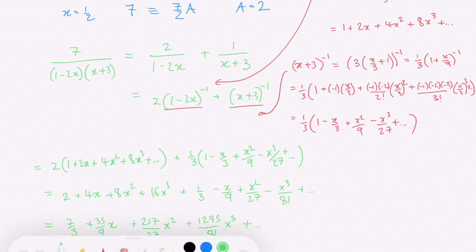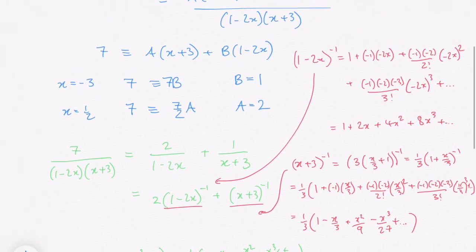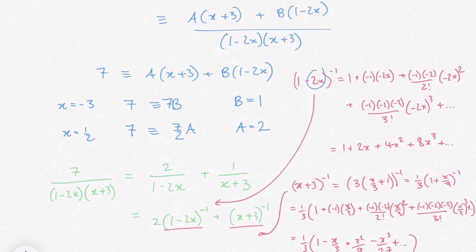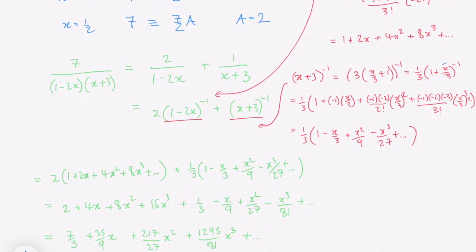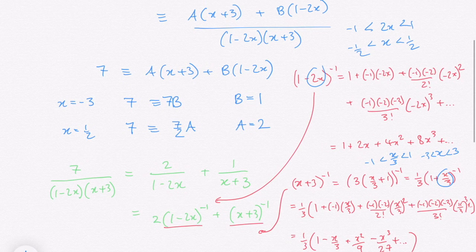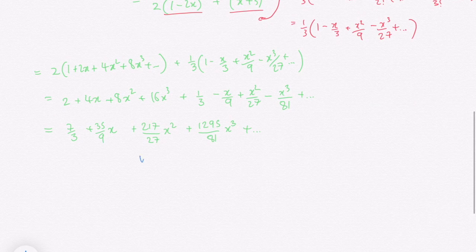And finally, we're asked to state when this is valid. Well, this first binomial expansion is valid when 2x is between -1 and 1. So x is between -1/2 and 1/2. The second expansion is valid when x over 3 is between -1 and 1. So x is between -3 and 3. But which is the strictest of these criteria? Well, this is a far stricter criteria. So this is valid when x is between -1/2 and 1/2.